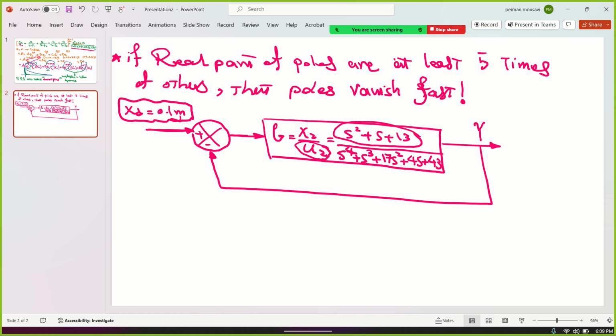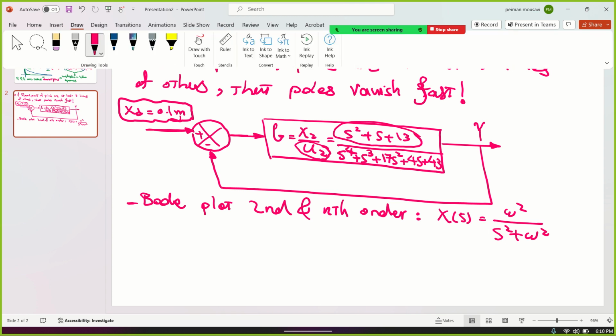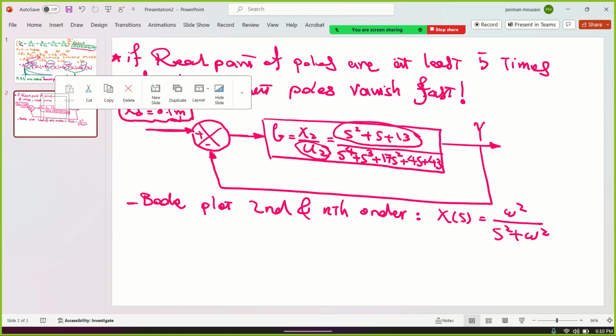So now let's go to the Bode plot of second-order and then nth-order systems, fourth, 10th order, to complete the Bode plot. The input is sine or cosine of omega, because we did the step, impulse and ramp inputs previously.